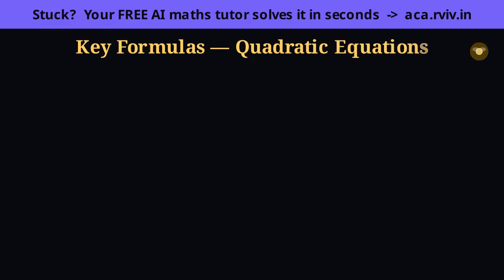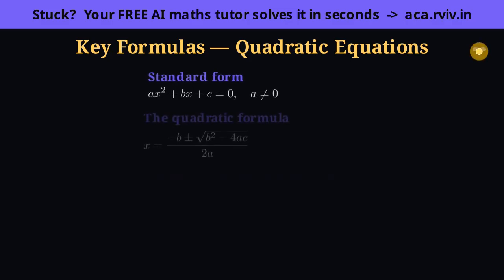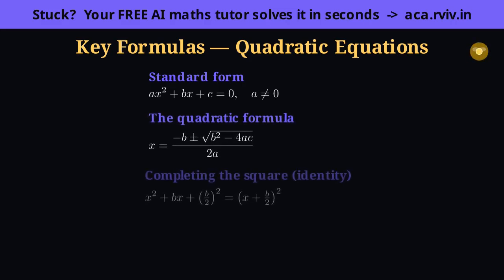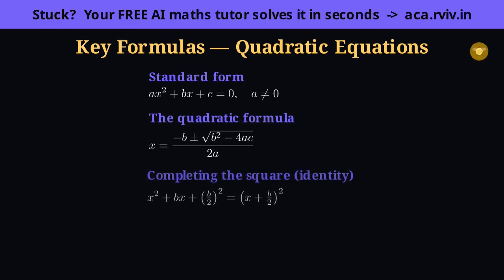Remember, it isn't magic to memorize blindly. It comes straight from the completing the square identity shown below. Add half the middle coefficient, squared, and the left side folds into a perfect square. Do that on the general equation and the formula drops out. That's why it never fails on any quadratic. It's completing the square done once, for all of them.